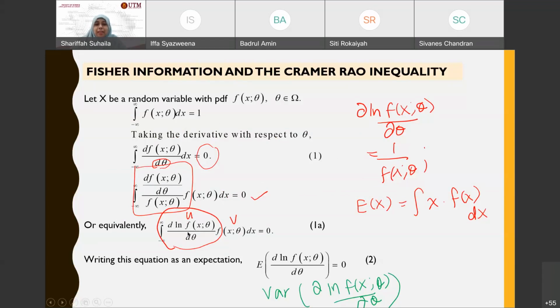And this equation 1a is the same thing as writing the expected value of d ln f(x; theta) over d theta, set equal to 0 because of the right hand side. The same thing applies if you want to find E(X), x times your probability. So this is also the expected value of d ln f(x; theta) times your probability function. That's why we can write that in terms of expected value.